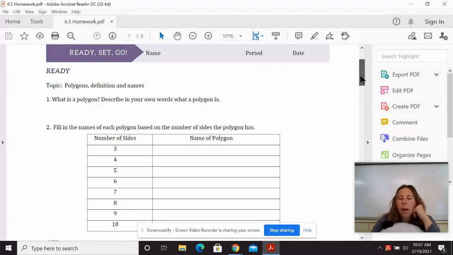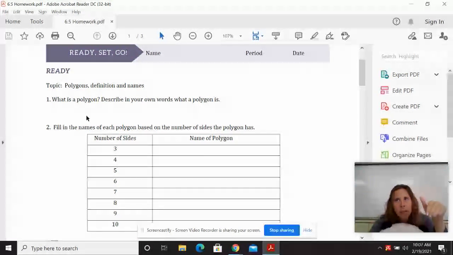So what is a polygon? I gave you a definition for this in the notes today. If you did not write it down or you were not here, you can go on Canvas, on the sidebar, click on modules, M-O-D-U-L-E-S, scroll all the way down to the bottom. You're in Unit 6, and it should say 6.5 lesson notes, all right? Or you can Google polygon definition, and it'll tell you.